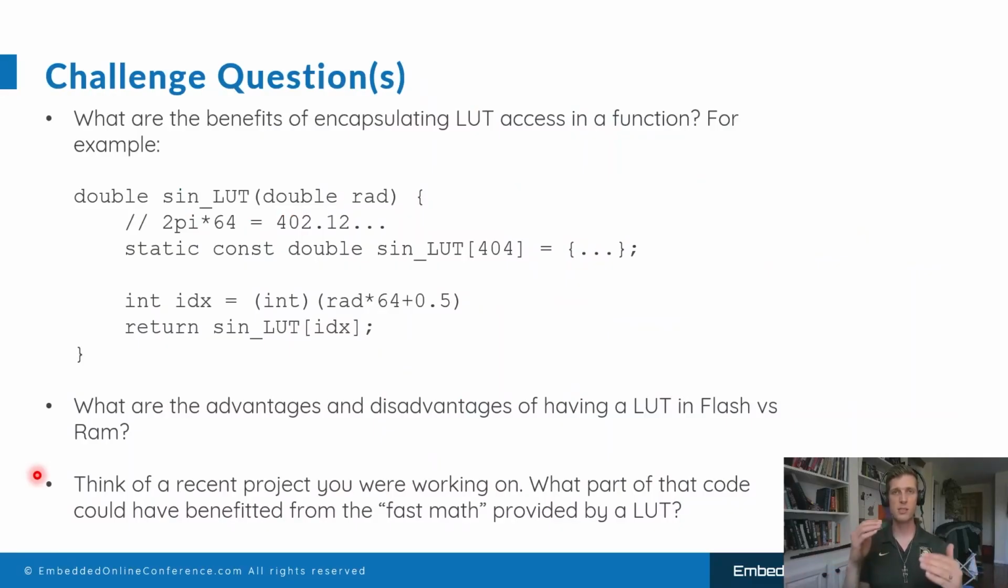Okay, we've already talked about a fair bit of stuff. I want to pause to give you the chance to reflect. I've got a couple of challenge questions on here for you to reflect on. Number one, what are the benefits of encapsulating lookup table access in a function? Number two, can you list the advantages and disadvantages of putting a lookup table in Flash versus RAM? And lastly, can you think of a recent project you were on where having a lookup table to implement some kind of fast math would have been very useful?